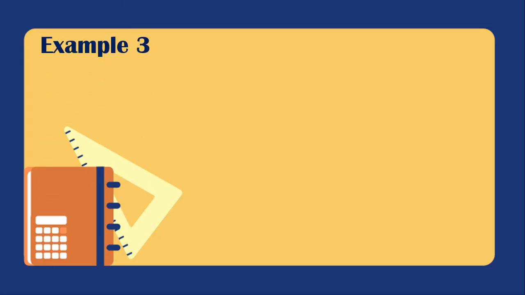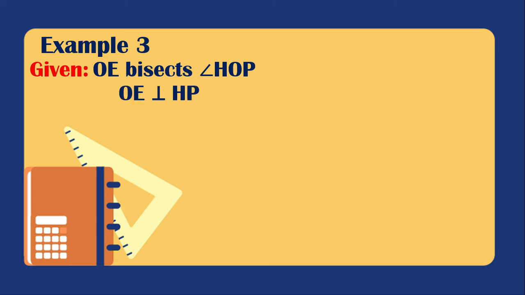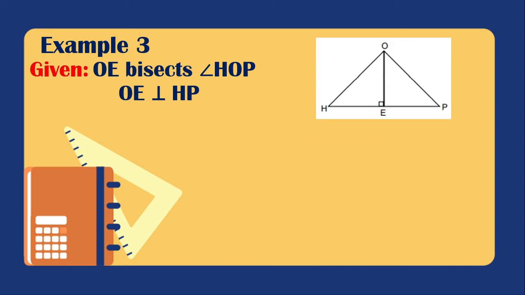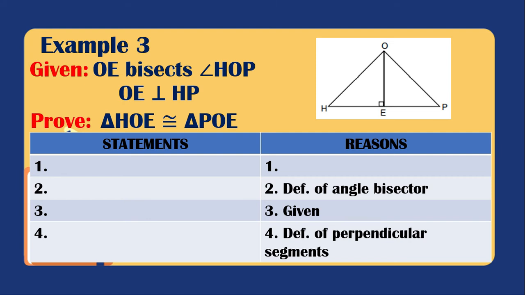Let's have the third example. Our given are OE bisects angle HOP and OE is perpendicular to HP. Here is the illustration, and we need to prove that triangle HOE is congruent to triangle POE. We have the two-column proof. This is the first set, and we still have another set in the next slide.